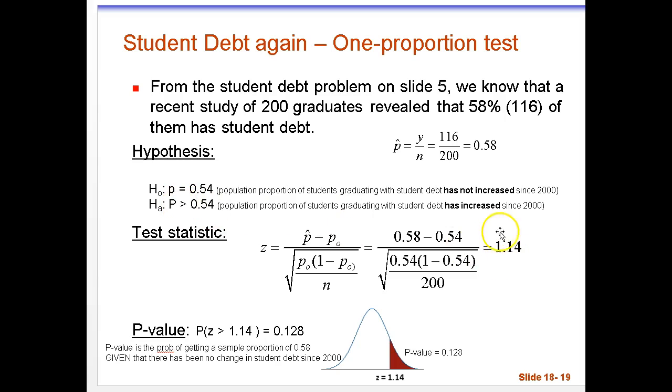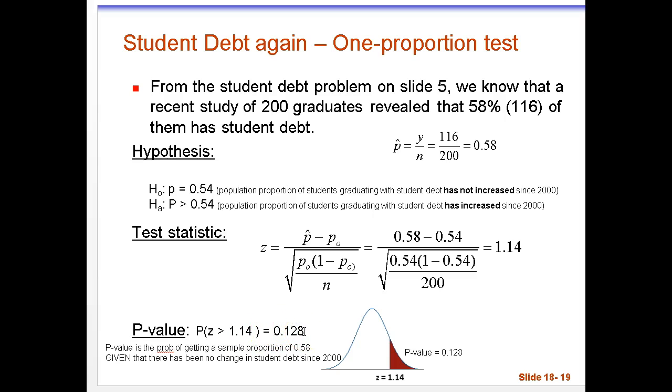or bigger. Now, why do I say or bigger? Because the question wants to know whether or not student debt has increased. So if I was doing this by hand using tables, I'd go in and I'd look at my z-score of 1.14, and I'd find the area to the right.